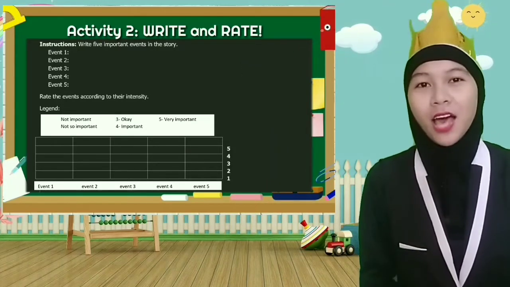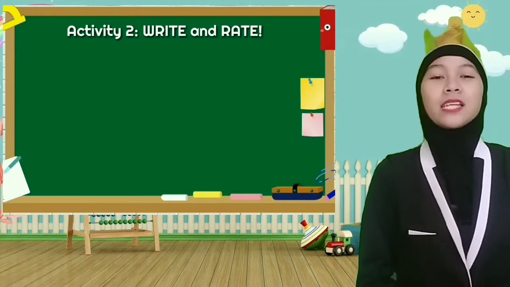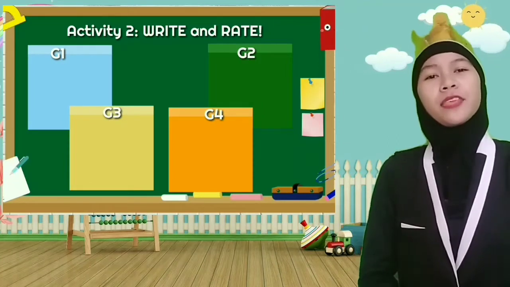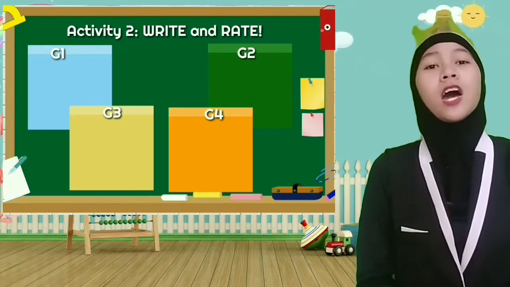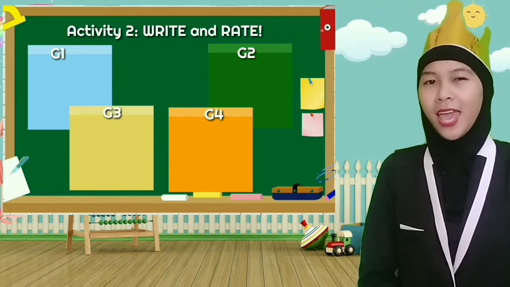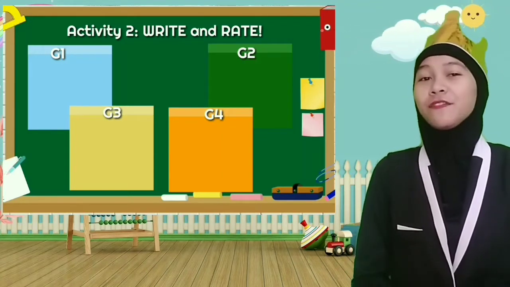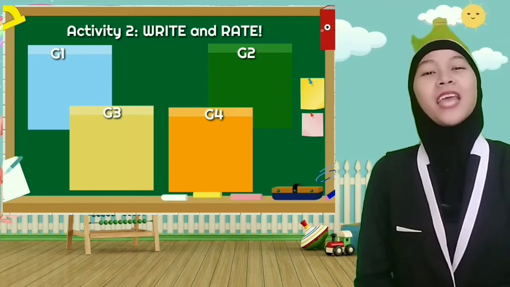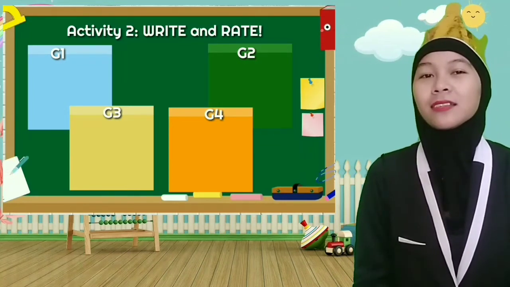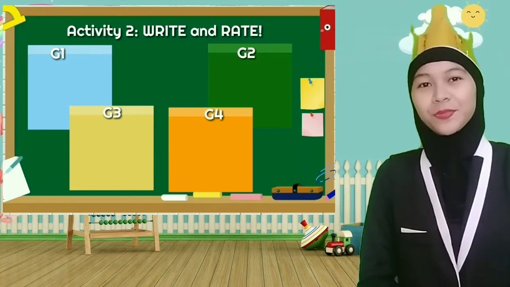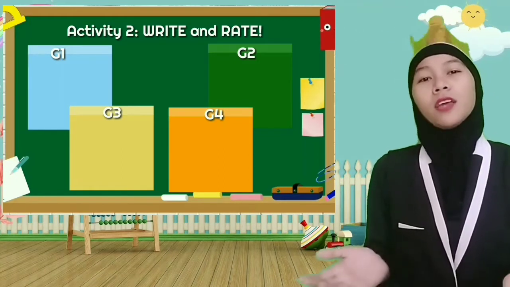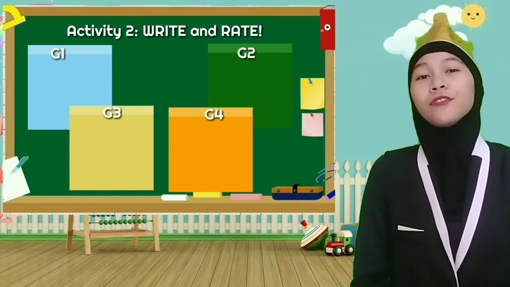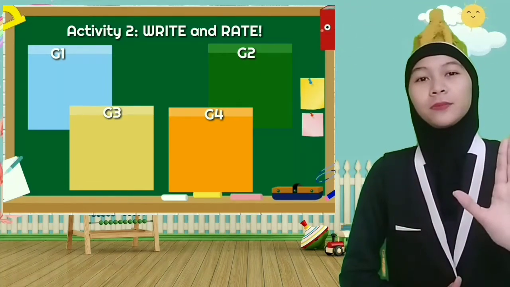Alright, time is up. Post your Manila papers now on the board. Now class, why do you think that these things that you have written are important? And how did you rate each event in the story? Yes, blue team. How about the yellow team? The green team? And the orange team? What are your answers? That's right, class. Very good. All of you earned 5 stars.